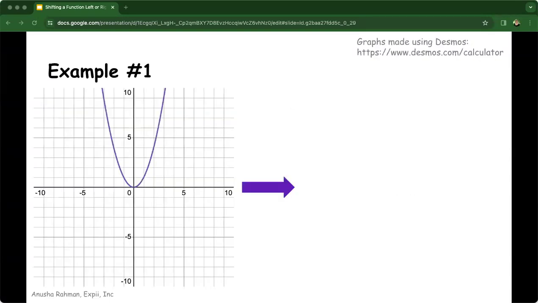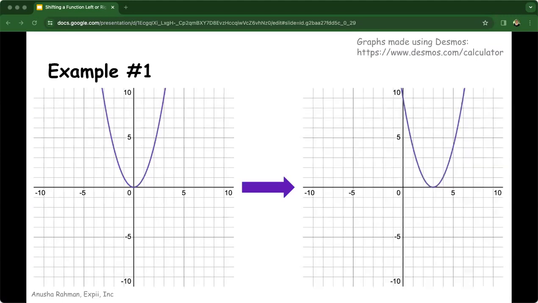Let's first look at a simple example, and then you can try the next one on your own. Sketch the graph y equals x squared, which I've done for you. We will then shift the function to the right by 3 units. This is what the new function looks like. We have kept the shape and the size, but we have moved the entire function over to the right by 3 units. The new function equation is y equals (x minus 3) squared. k is positive 3 because the function is shifted to the right.